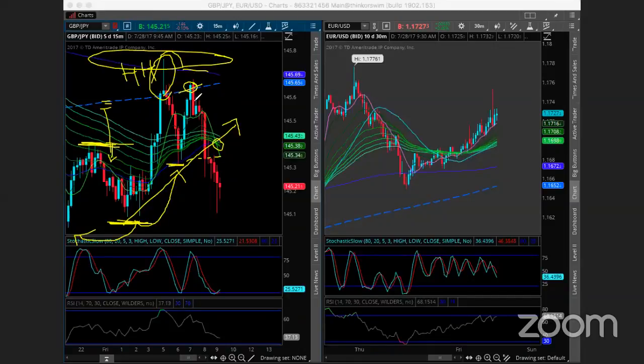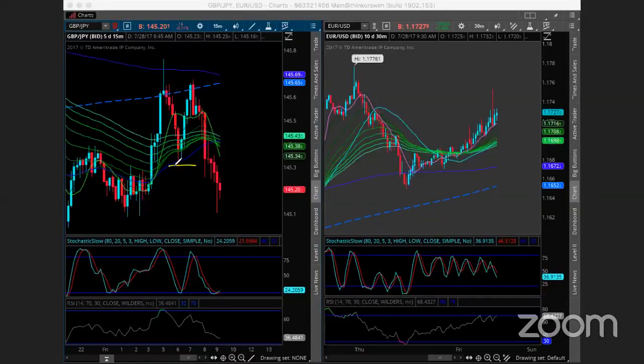But we also weren't going to be aggressive here because the trend was going this way. And then I said I didn't like this higher low. I wish that that wasn't there.